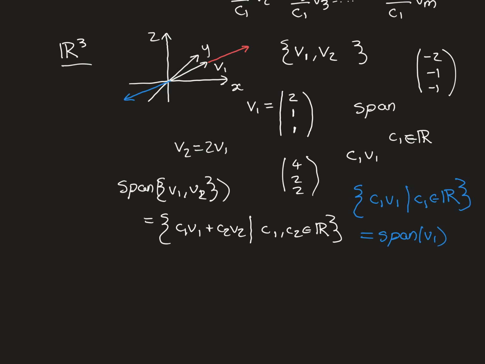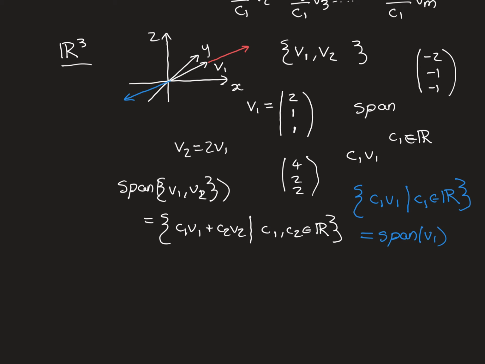This is the concept that this set is linearly dependent. Having v2 there served no purpose at all. You haven't increased your span by having v2. Because v2 was linearly dependent on v1, you could write v2 as a linear combination of your other vectors, which in this case is just v1, so you can write v2 as equal to 2 times v1.